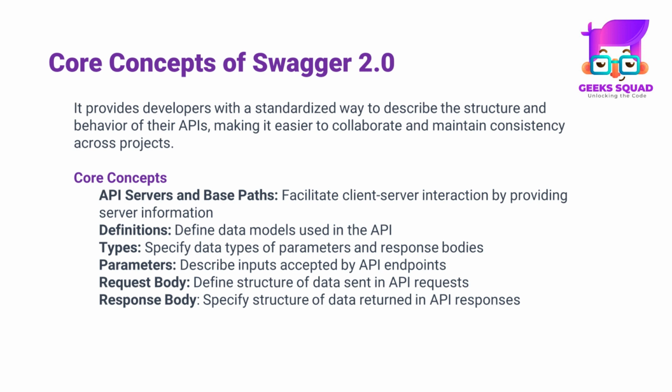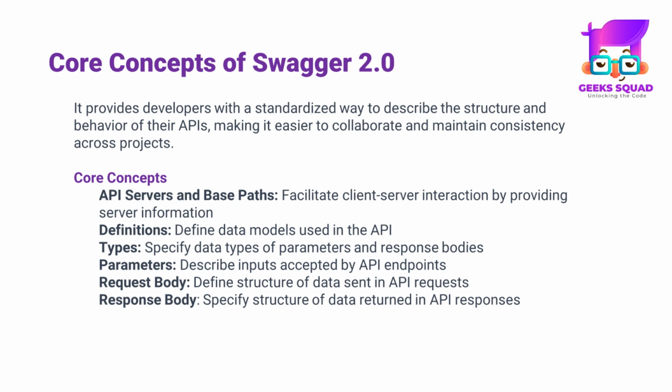Request body defines the structure of the data sent in the API request. It specifies the format and the content of data that clients need to provide to the server when making API calls. By defining a clear request body schema, you ensure that clients send valid data to your API.